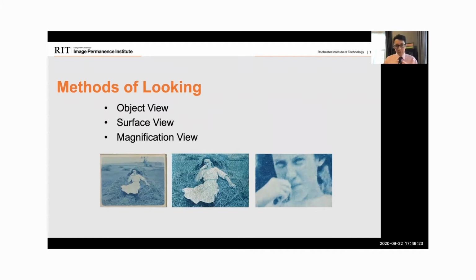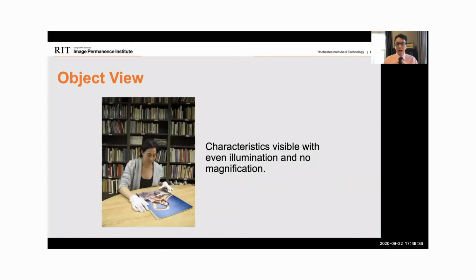So we have this sort of method of looking. We start with an object view, then we move to a surface view, and then we move to a magnification view. And I'll walk you through each of these steps. With the object view, we focus on characteristics that are visible with just even illumination, no magnification, just sort of turn on the overhead lights and look at the object.